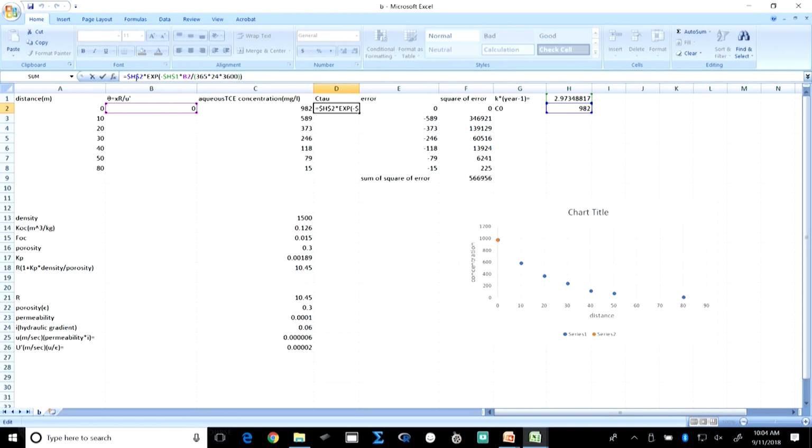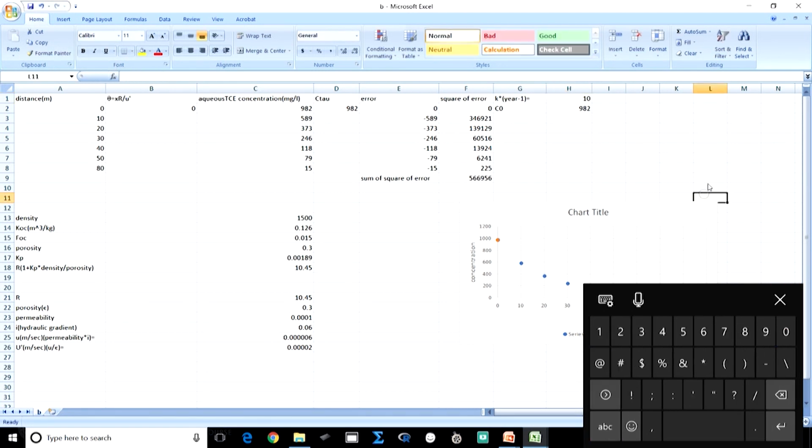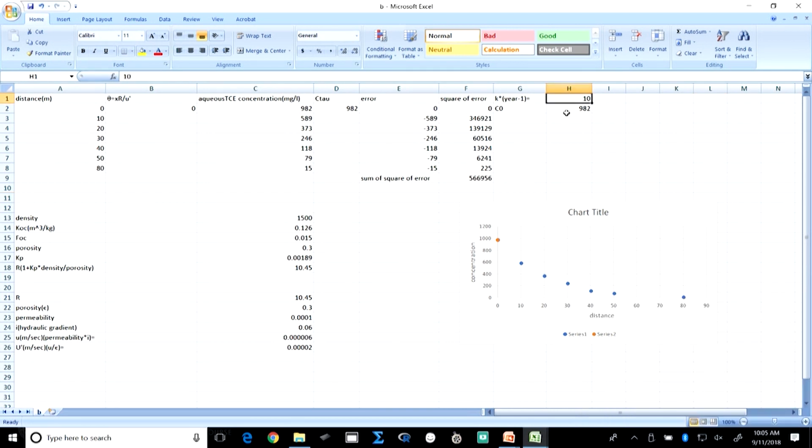So, I have C naught, C tau equal to C naught, which is here 982, into e to the power of minus k, this is my trial value, into tau, and this is the tau here. Tau obviously is dependent upon x, r, and the seepage velocity, right. That is what I have here, and we set that up. For now, let us choose some trial value, maybe I will go with 10, okay. So, 10 is my relevant k star, 10 per year now, right. So, keep in mind it is 10 per year, and let us go ahead and calculate that.